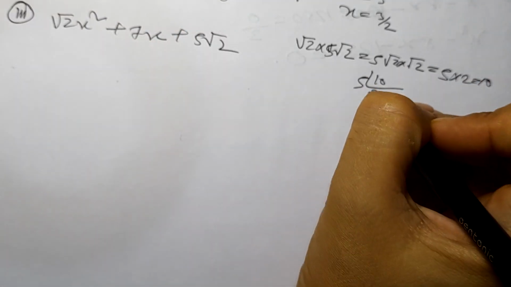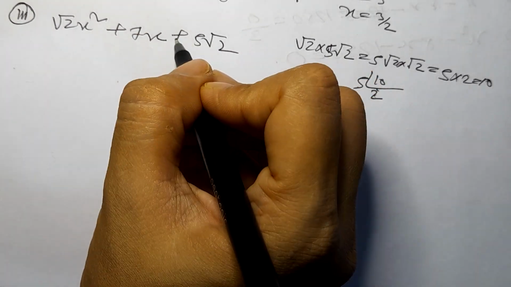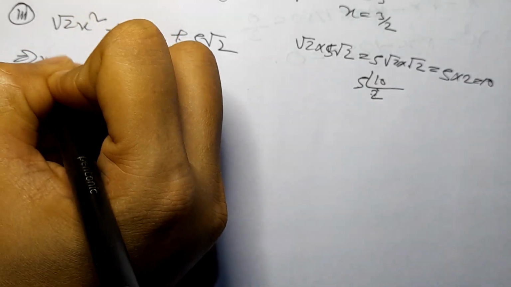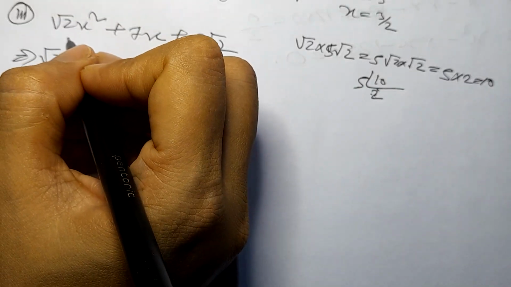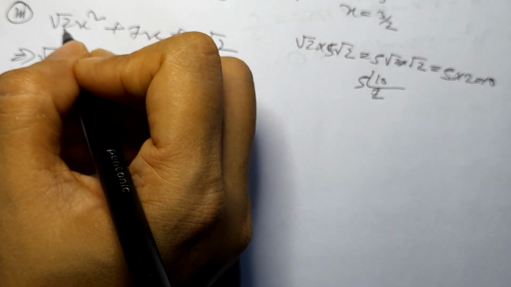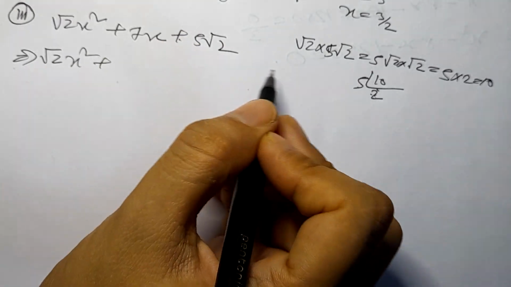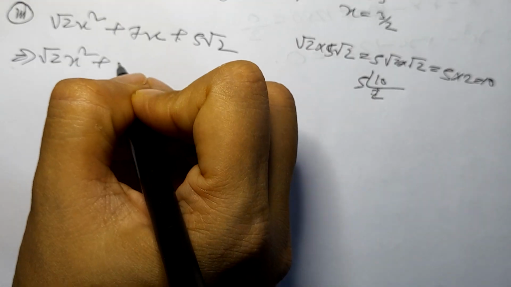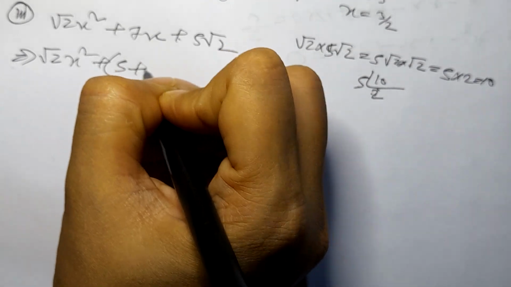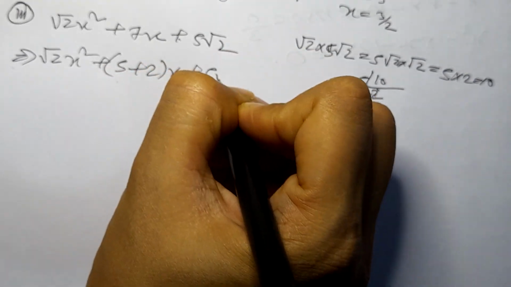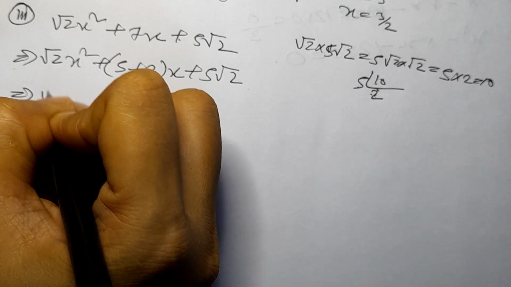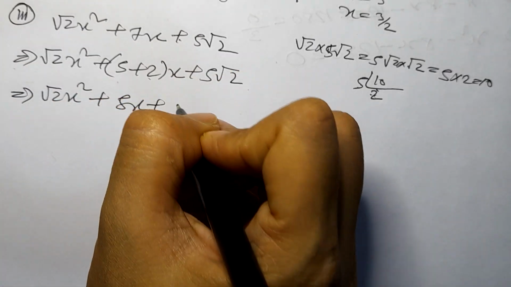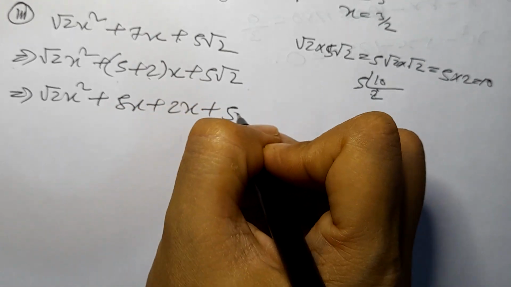We need 7 by addition. 5, 6, 7. Why addition? Here the sign is positive. So 5 plus 2 will give 7. √2 x² plus 5x plus 2x plus 5√2. So it will be √2 x² + 5x + 2x + 5√2.